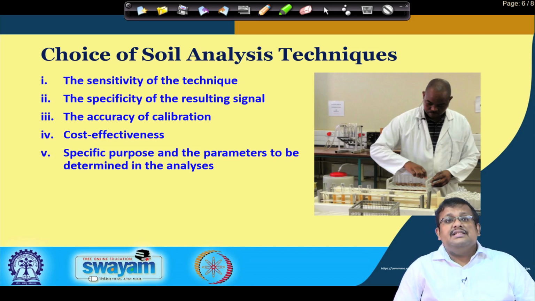The fifth one is the specific purpose and the parameters to be determined in the analysis. This is another very important factor. So, all these 5 factors are important to make a choice of soil analysis technique. So, you cannot neglect any of them while selecting a technique for soil analysis.